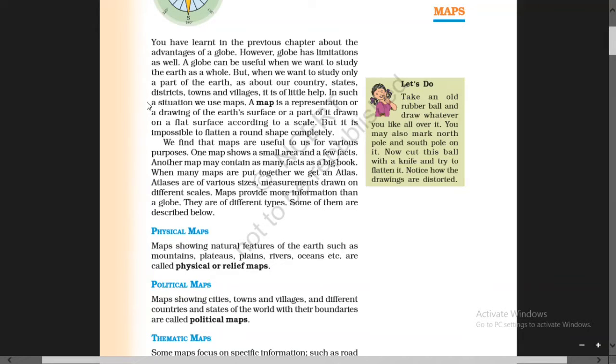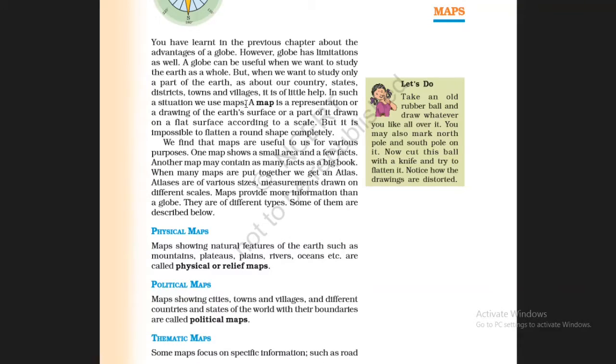In such a situation, we use maps. So, to know these small areas, we use maps. In such conditions, maps are useful.